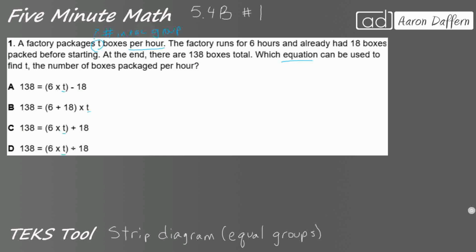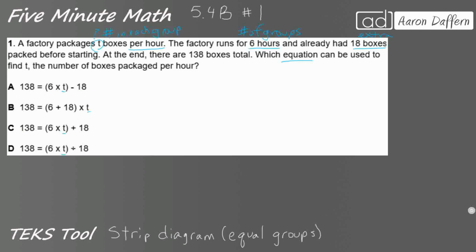So we've got T, an unknown amount of boxes per hour, and it's going to run for 6 hours. Okay, so each hour is a group. So that's going to give us the number of groups. Now, what's interesting is we've got 18 boxes that are already done before they started. So we do have equal groups, but then we've got some extra right here that we're just going to have to kind of deal with.